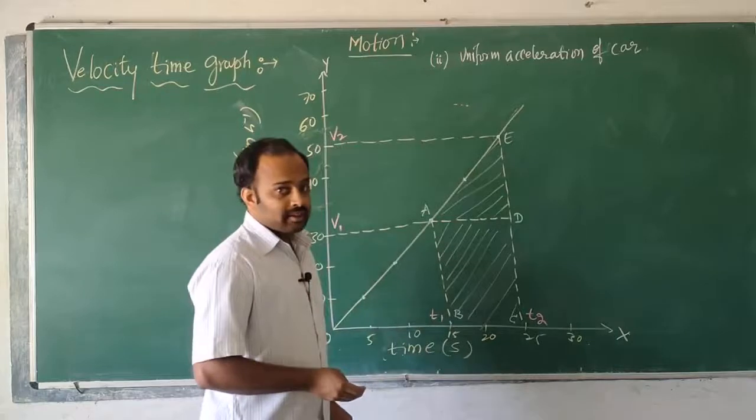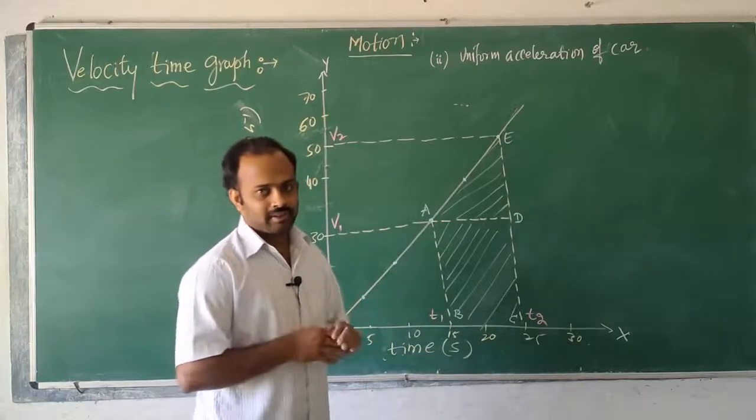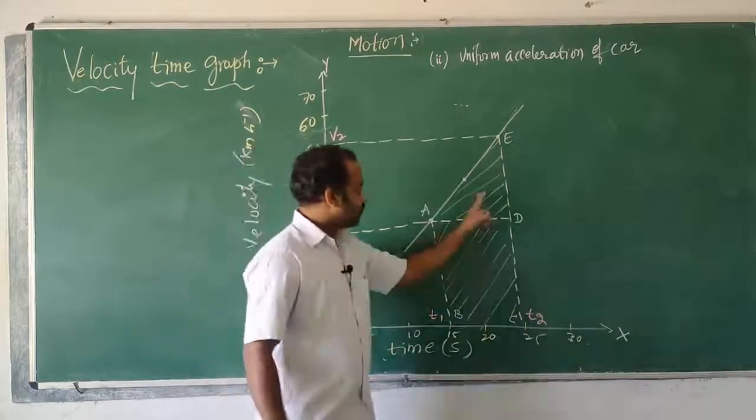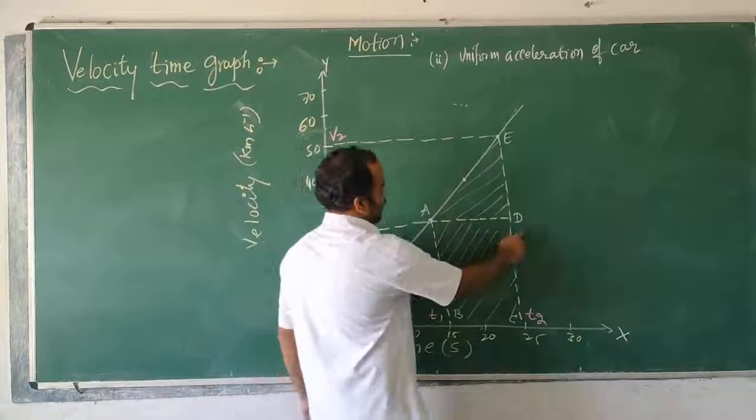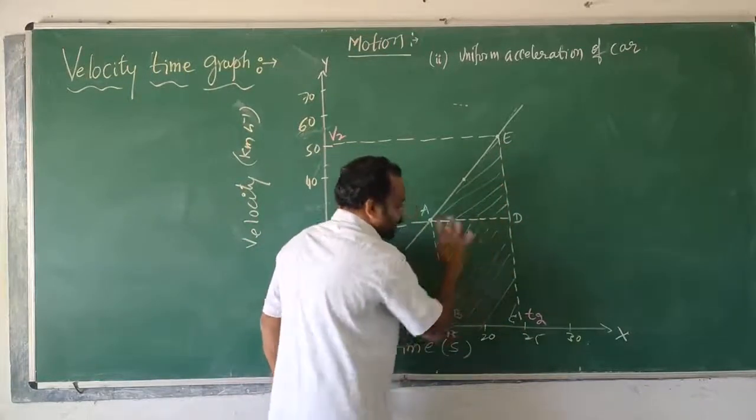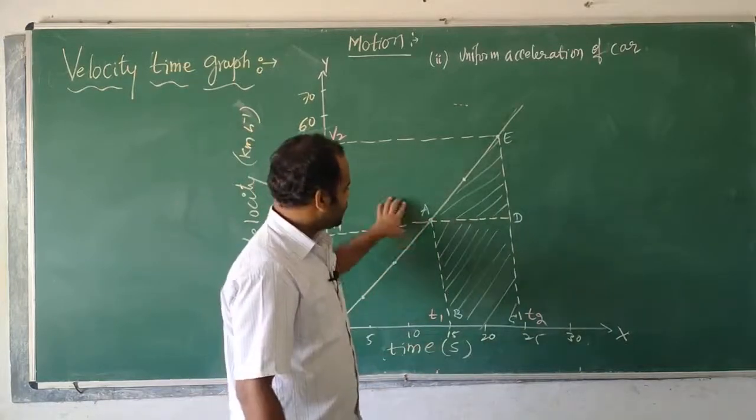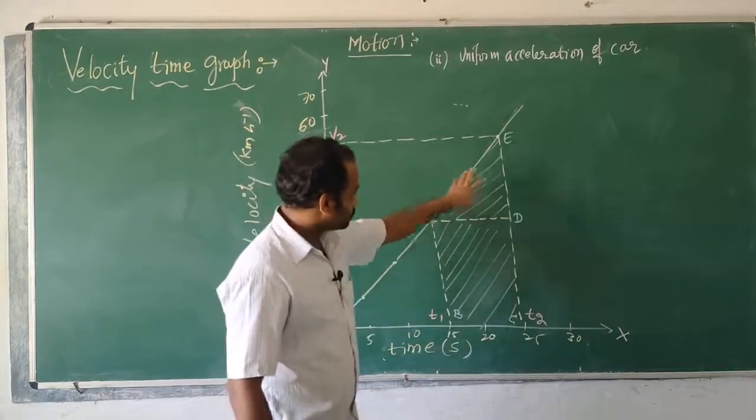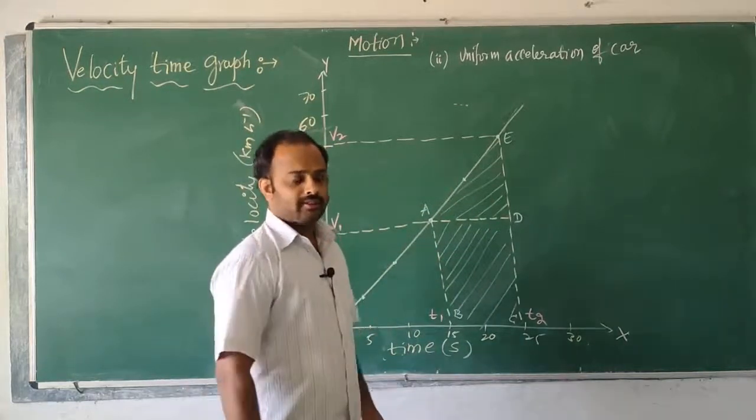Look here, distance is equal to area into time taken, right? Here we have two areas. One is a triangle and another one is a rectangle. Look here, ADE is a triangle and ABCD is a rectangle. Since there are two areas, we need the average total velocity. Average total velocity into time is distance.